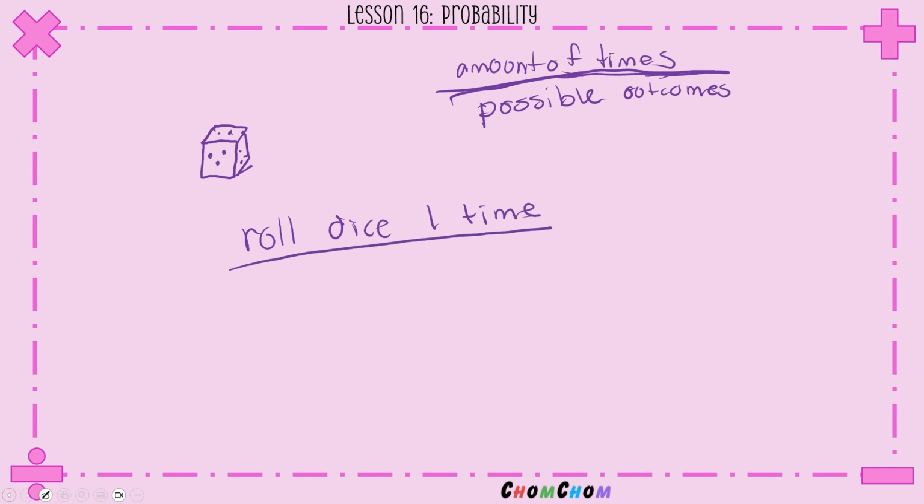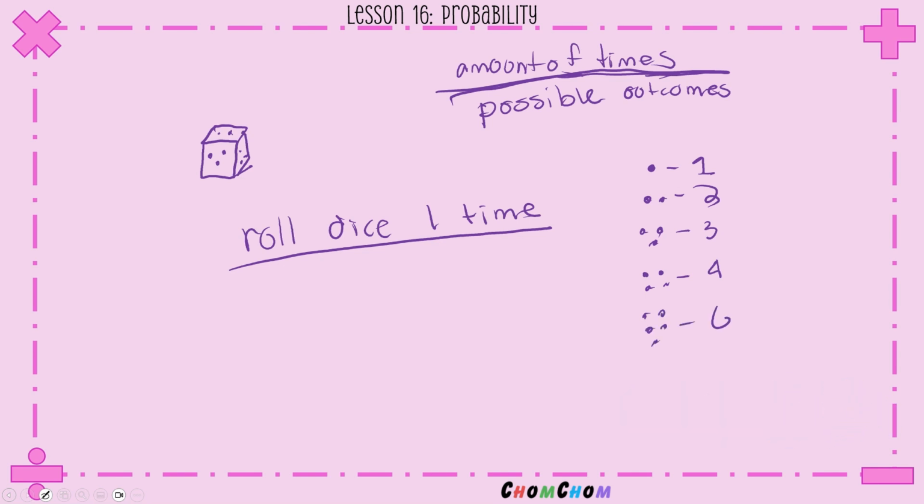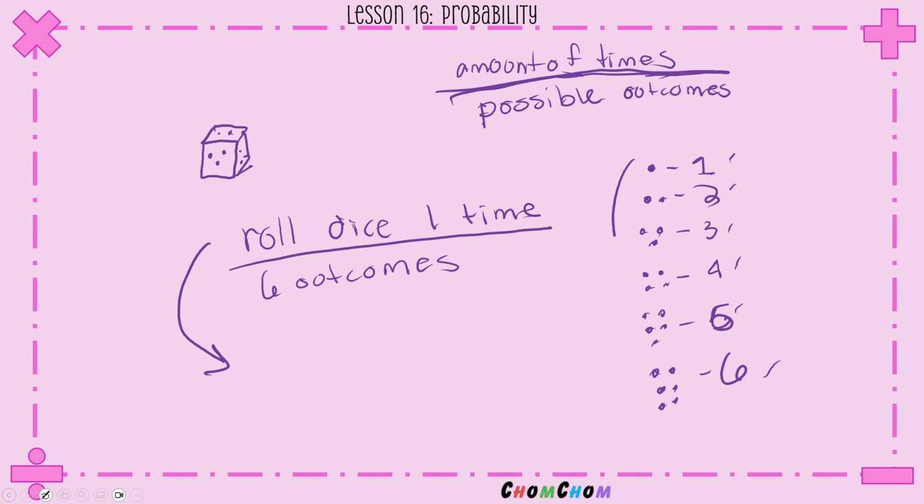If we roll the dice 1 time, how many outcomes are there? We can get 1, 2, 3, 4, 5, or 6. So the possible outcomes is 6. So the probability of us rolling any of these outcomes is going to be 1 over 6. The possibility of us getting 1 is 1 over 6, the possibility of us getting 2 is 1 over 6, and so forth.